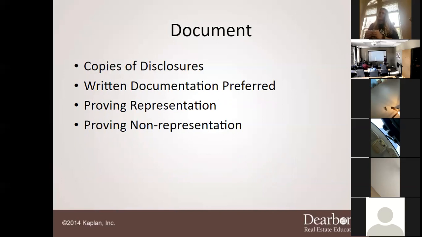All right, document. Any copies of disclosures, any written documentation is preferred. They need to prove representation or prove non-representation. Document everything. Like I was saying earlier, cover your butt.